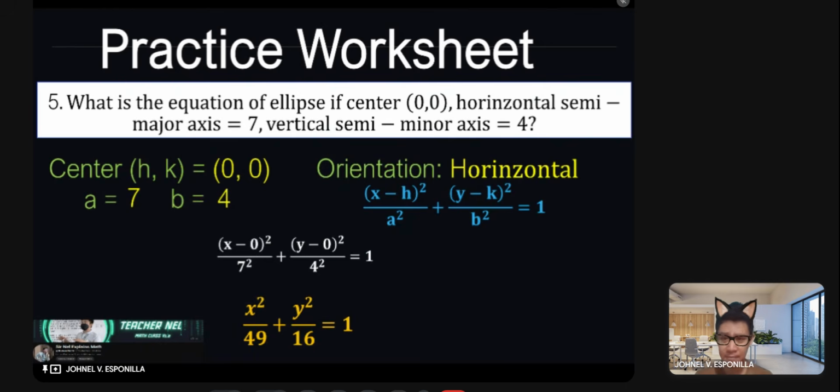So check natin. Ang center ay 0, 0, tama. Tapos yung A po natin ay 7, which is correct, which is the horizontal semi-major axis. At yung B po natin ay square root is 16, which is 4, and that is your vertical semi-minor axis. Number 6.